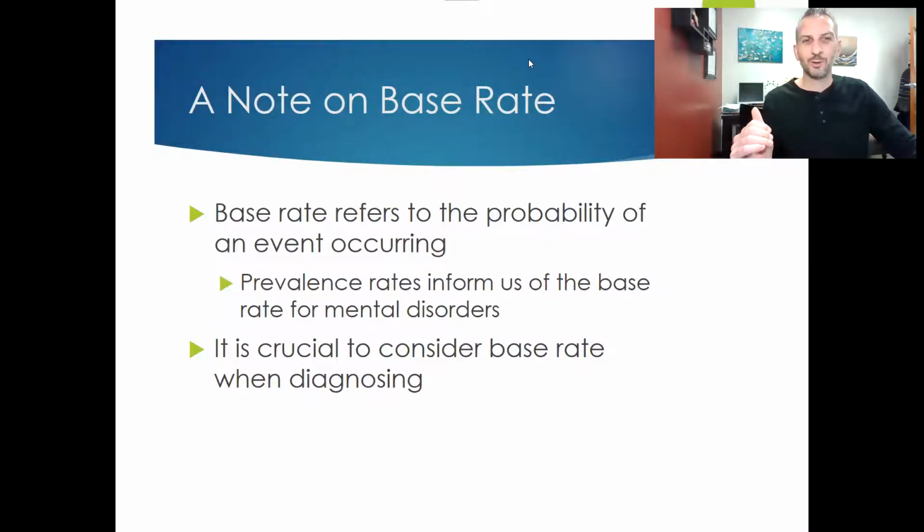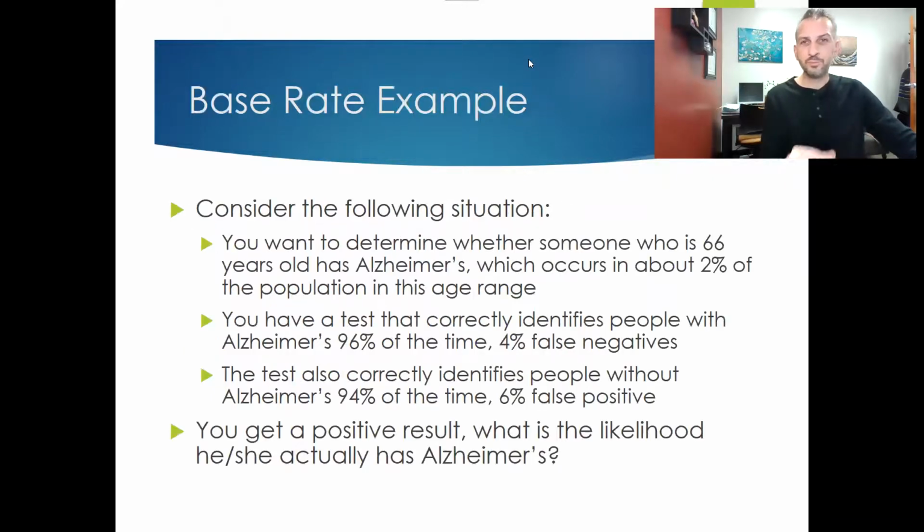Base rate refers to the probability of an event occurring. Prevalence rates tell us the base rate, so they are the base rate for mental disorders. And it's actually crucial to consider base rate when you diagnose. I want to explain what I mean.